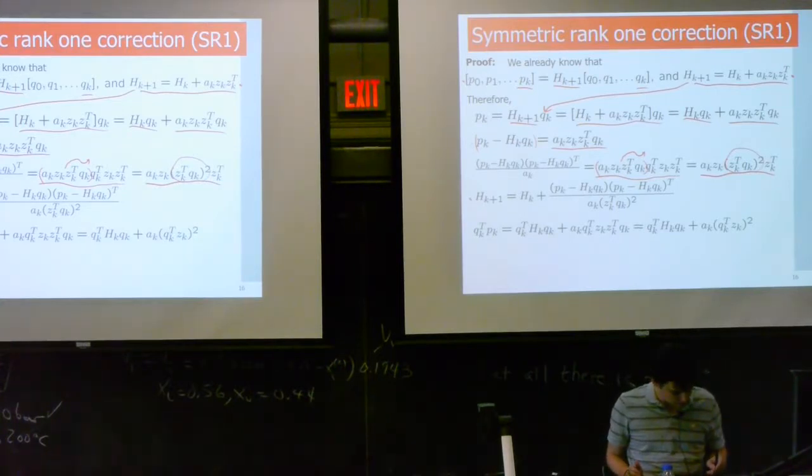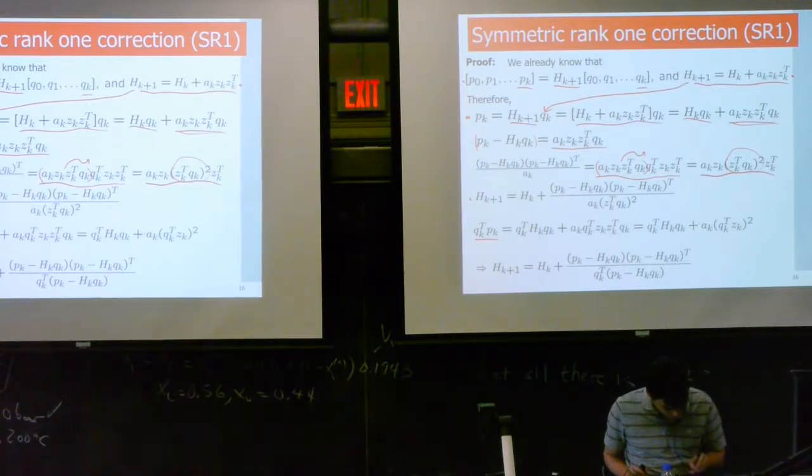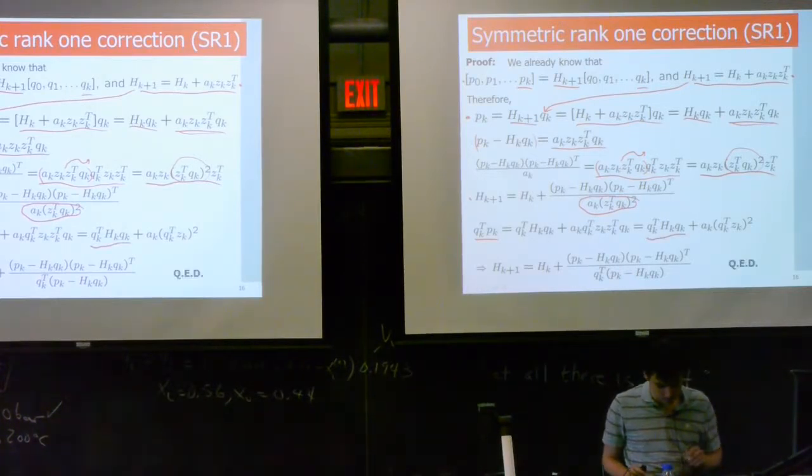The last thing we need to notice is that if we come back to this expression and we multiply this with qk transpose, then qk transpose pk is qk transpose Hk qk plus qk transpose this expression here, and that's just ak times qk transpose zk squared. Okay, so from this equation, we have that this expression is nothing else than qk transpose pk minus this guy, and this is what we had to prove.